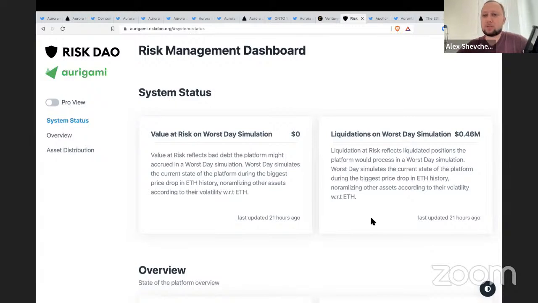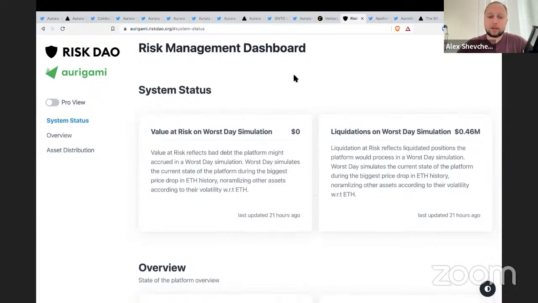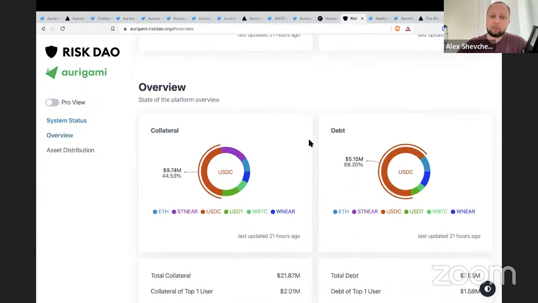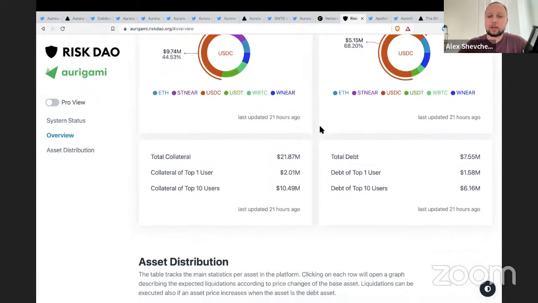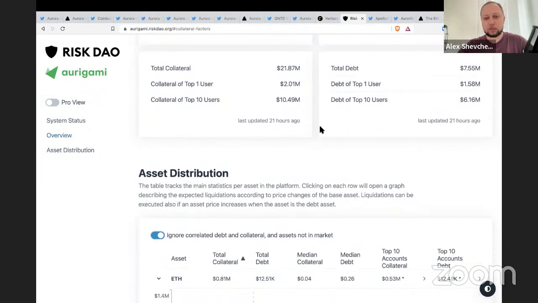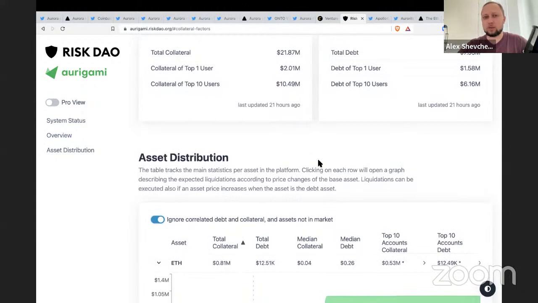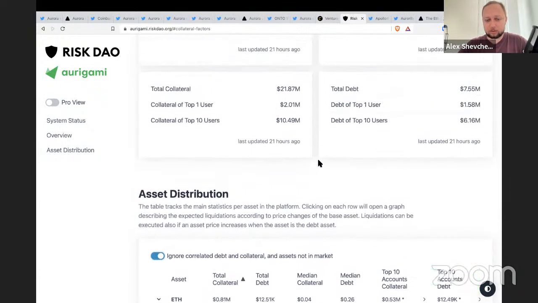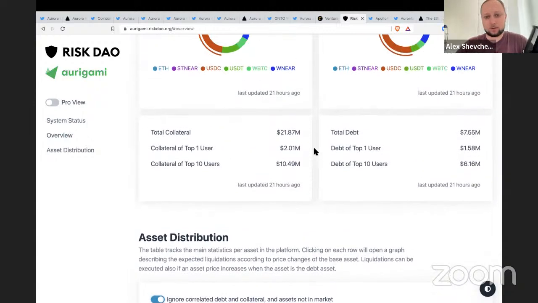Origami continues their integration with Risk DAO, and today they have updated their risk management dashboard. So everyone is able to see information around different things here: the overview of the collateral splits and debt splits, the information about bad debt, and all of the different things. So for everyone who is looking pretty deep into the DeFi ecosystem and who is using Origami, I do believe that this dashboard may become very, very useful and full of insights that you cannot grasp at first sight.